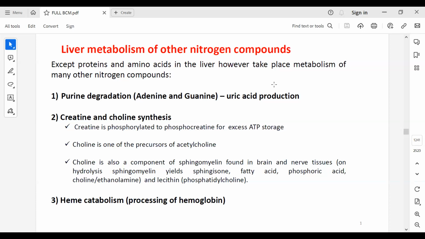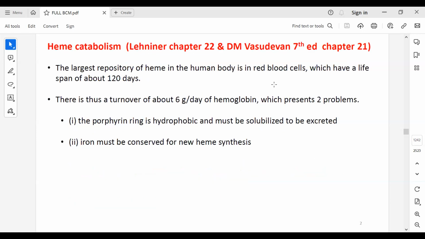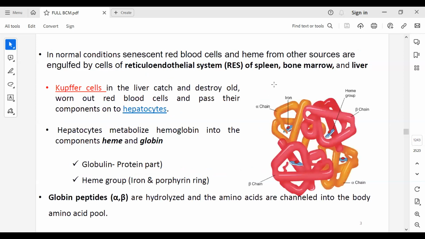There's also creatine and choline synthesis. We already know about creatine, which is phosphorylated to phosphocreatine for excess ATP storage. We have choline, which is a precursor of acetylcholine, and also heme catabolism. We'll see heme catabolism again in detail.